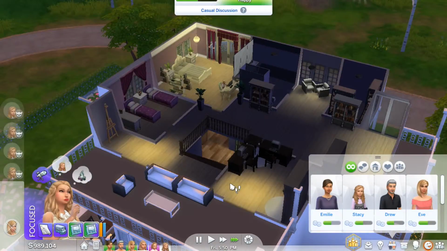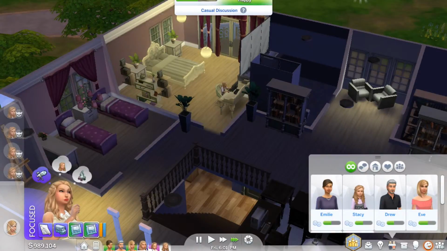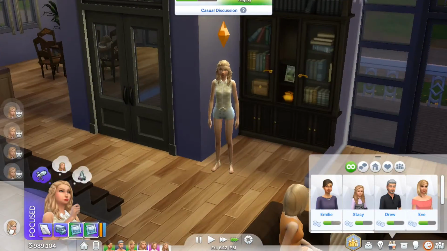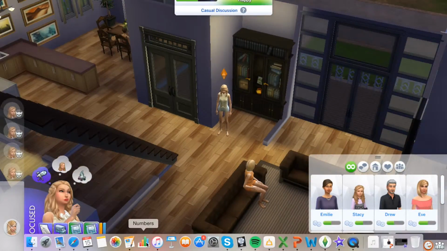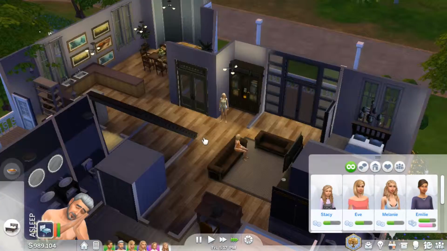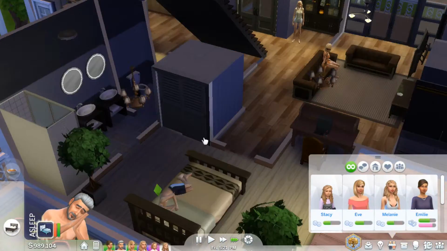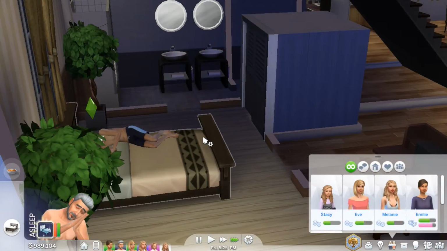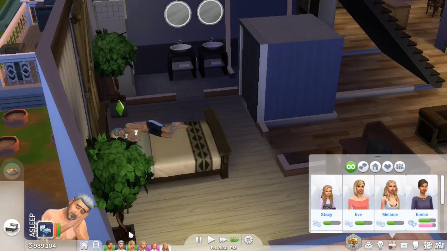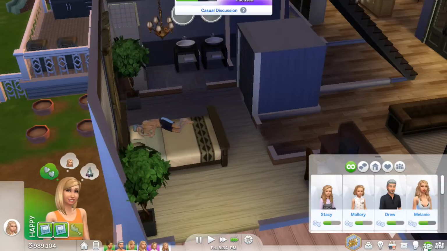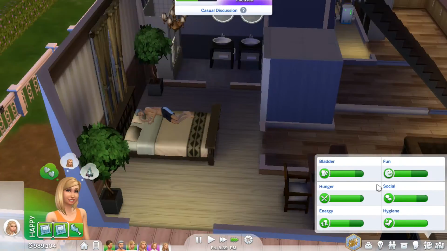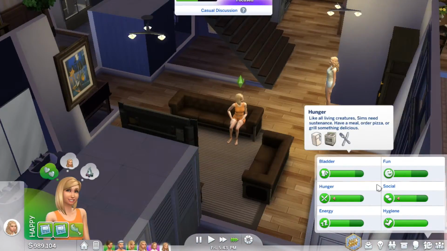Is she coming upstairs? What is happening? Oh no, she's still standing there. Okay. Oh, sorry. That keeps happening. I actually made Drew take a nap just to see if that would change anything. I hope so. And how is Eve doing? Eve is actually pretty happy. It's going okay.